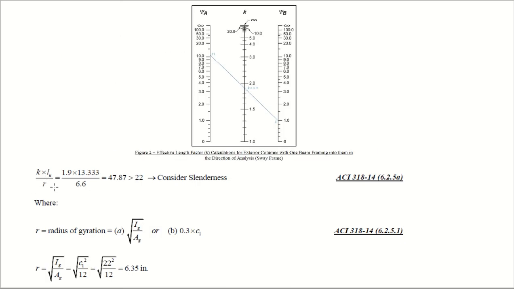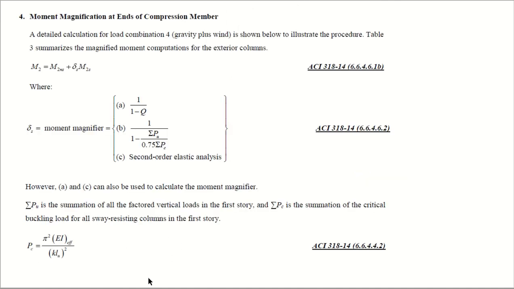Now K lu divided by r: you know the K value of 1.9, you have determined the value of lu, you have determined the value of r, so it gives you a value of 47.87. It is greater than 22, so consider slenderness. You remember the flow chart. So here is slender column design, where r is equal to the radius of gyration. This is the formula. You obtain it by this or by 0.3 into c1, and from these two formulas the value is 6.35 inch. Now we know that we have to design the column as a slender column.